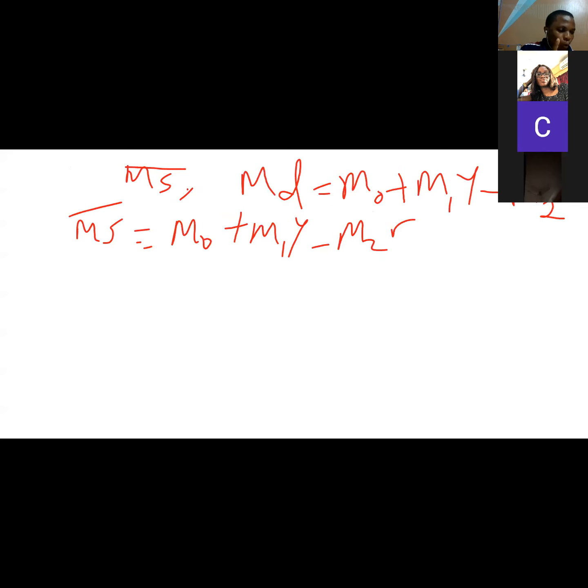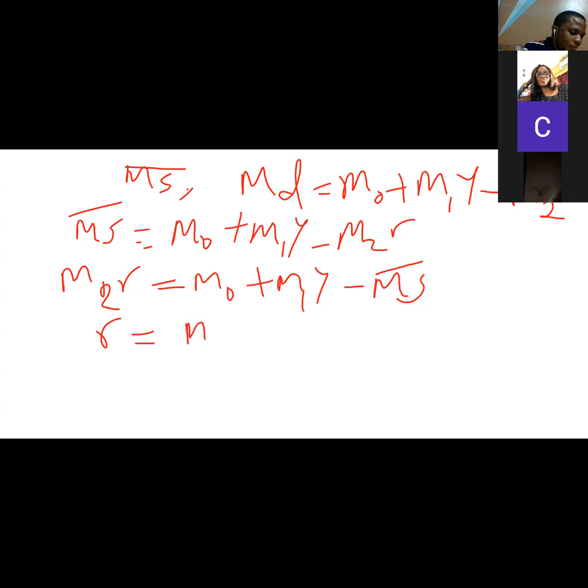Linking the two together, what will I have? I will then have M2R equals M0 plus M1Y minus MS. I will make R the subject of the formula, so that R equals what? M0 and MS are both exogenous. If you look at that model, M0 and MS are like the intercept, so they're exogenous. I will take them together: M0 minus MS over M2, plus M1Y over M2.